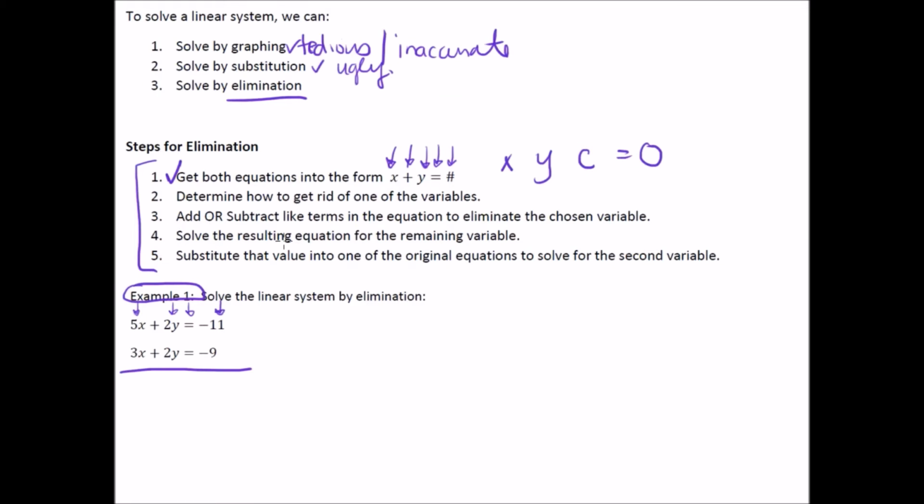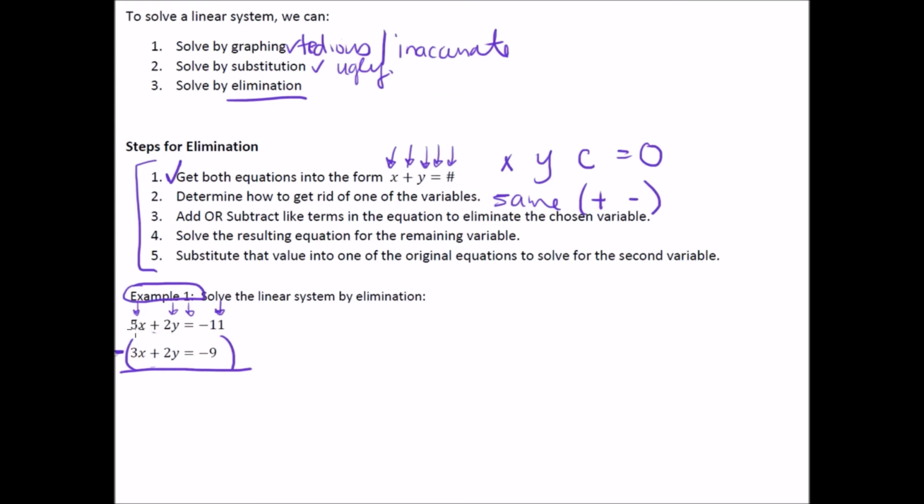Now let's determine how to get rid of one of the variables. So one of the variables has to be the same. They have to be the same, but they can be a positive or a negative of one another. So we have 2y and 2y, and in this case, they're both positive. So in order to get those down to 0, to subtract those from one another, we are going to have to subtract the two equations. And we practiced this in 1.3 when we created equivalent linear systems.